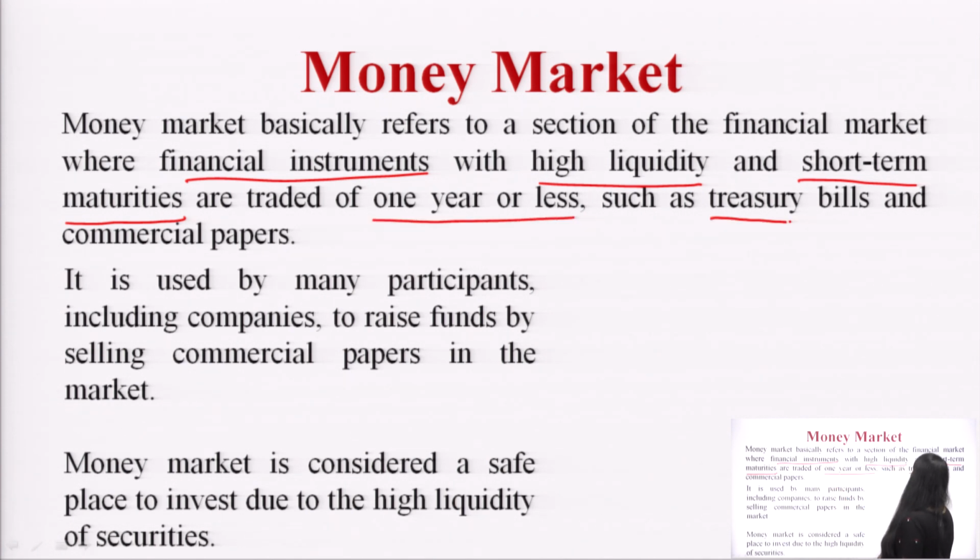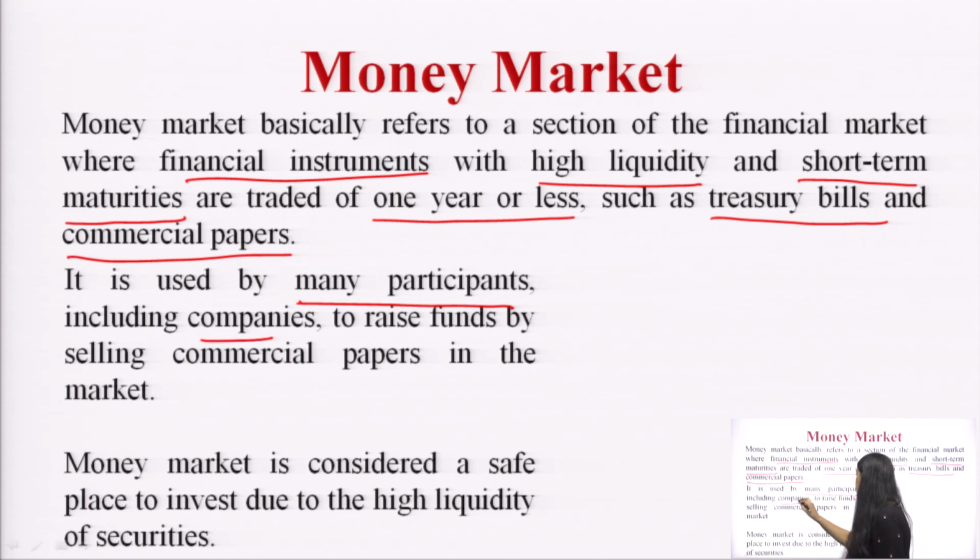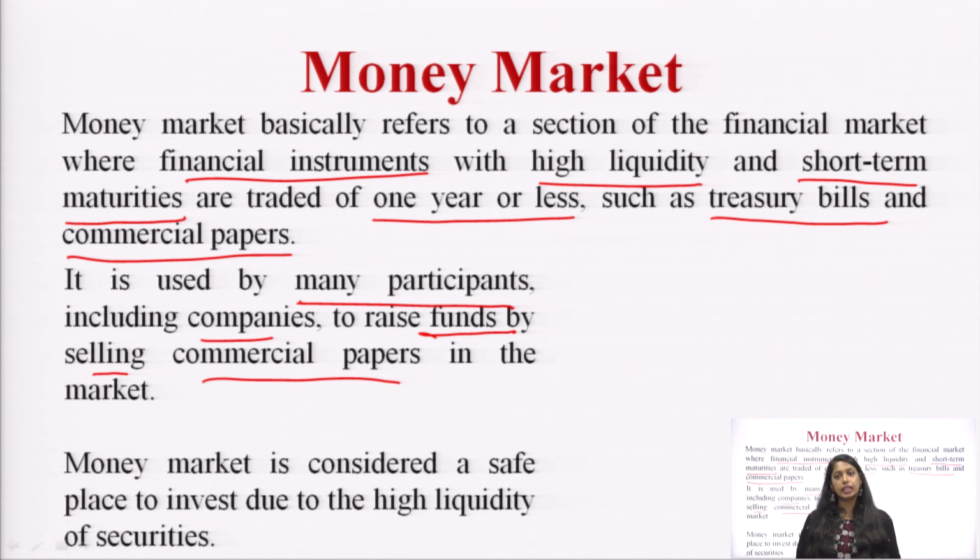And the components are what are being traded over here, the treasury bills, the commercial papers. These are the terms which we would be discussing in the further classes. Now, it is being used by many participants like companies. Why companies are using this? Why do we need money market? In order to raise funds. So, these companies are using money market in order to raise funds, and this is one of the instruments that they are using, which is the commercial paper. So, there are different instruments in which they deal.